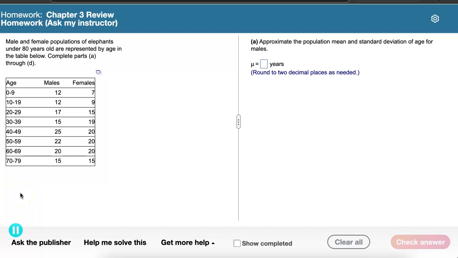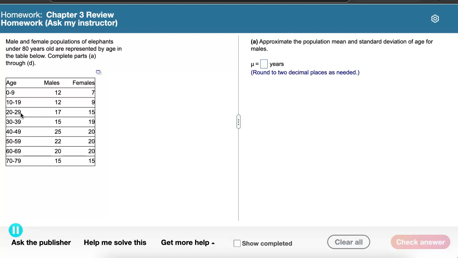For this example, we're asked to find the population mean and population standard deviation for two different groups, males and females of, in this case, elephants. And we're given this data in groups as well of age. Notice there are these age ranges. We could think of that as binned data.